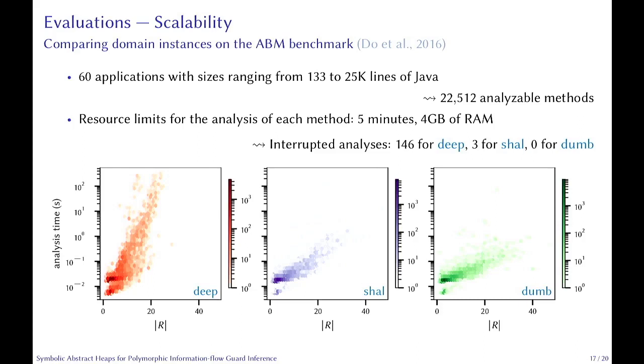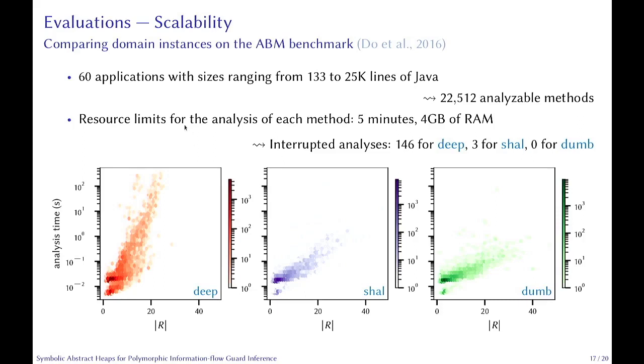For scalability evaluation, we have taken the ABM benchmark. We have 60 applications ranging over quite a lot of lines of Java code that gave us more than 22,000 methods to analyze. We imposed resource limits to analyze these methods because the co-reachability analysis is quite expensive. But over those 22,000 methods, only 146 had to be interrupted, after 5 minutes or when they occupied too much of the memory.